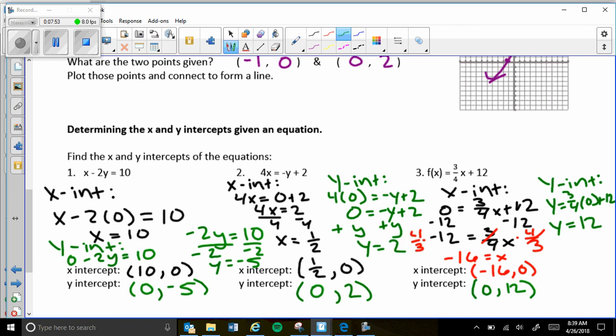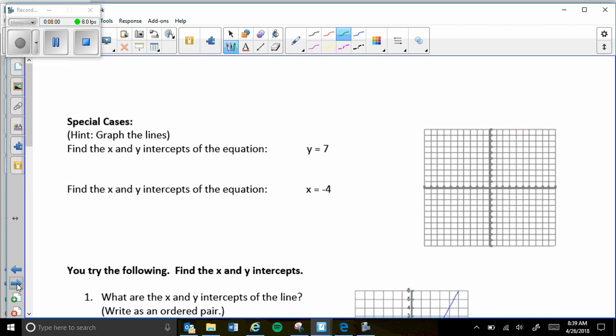If you have questions about where those came from, make sure that you pause your video and raise your hand before moving on. Otherwise, we are going to go to the next page.